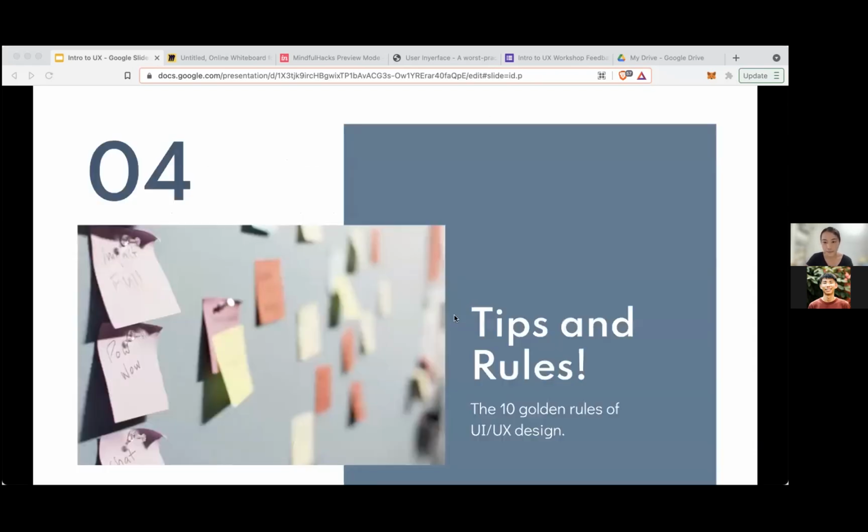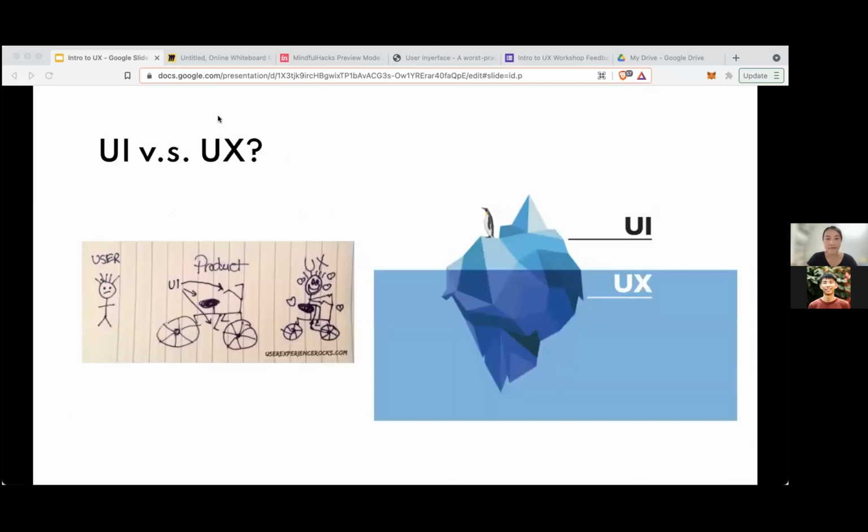Okay. So next, tips and rules. We're going to introduce the 10 golden rules of UI UX. And before I talk about the tips and rules, I want to explain the difference between UI and UX, because that tends to be what people are confused about. So UI is how something looks, and UX is about the whole experience.